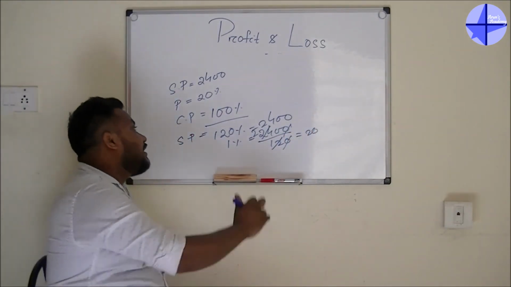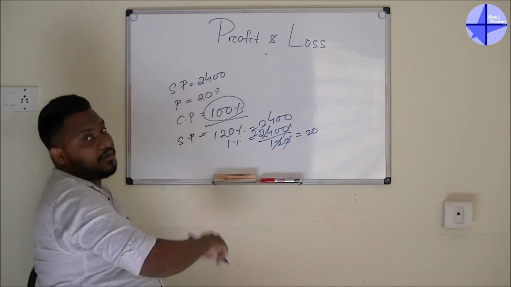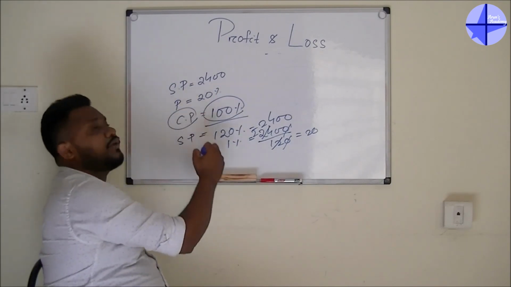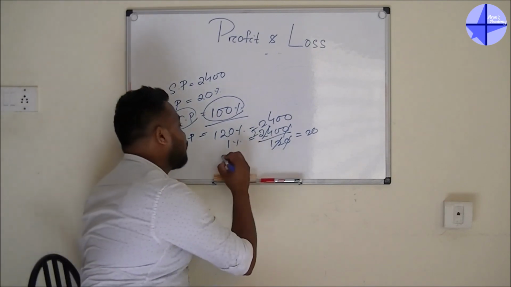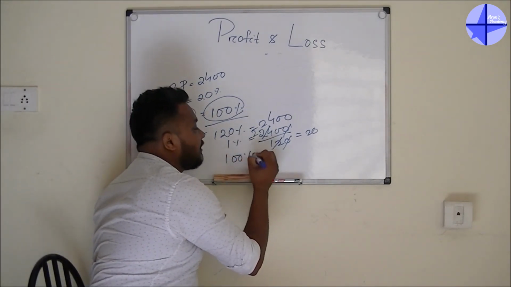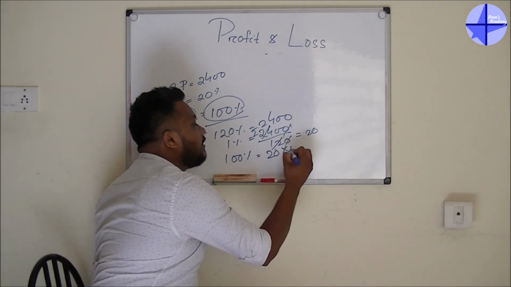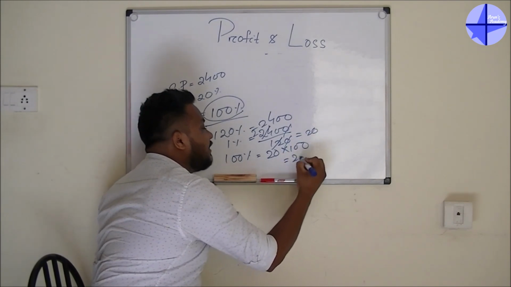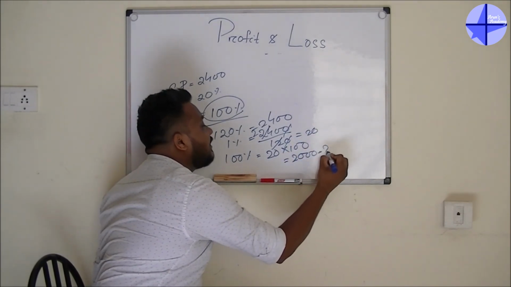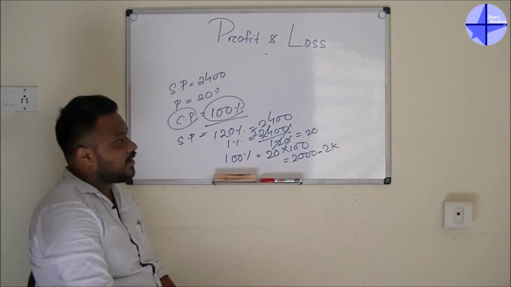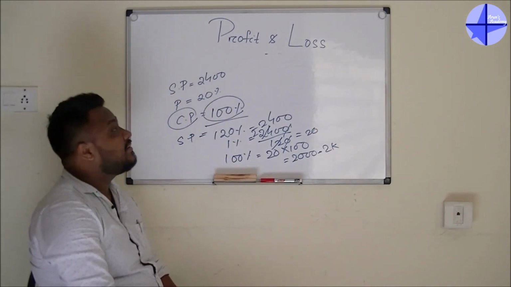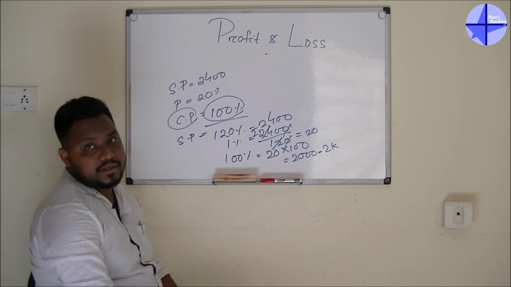Okay, so now you have to find 100%. Why? Because they want you to find cost price. Cost price is equal to 100%. So what you have to do? 100% is equal to 20 into 100. Answer will be 2000, or you can also write it 2k. Okay, so this is your answer. And this is your type number 1 question.